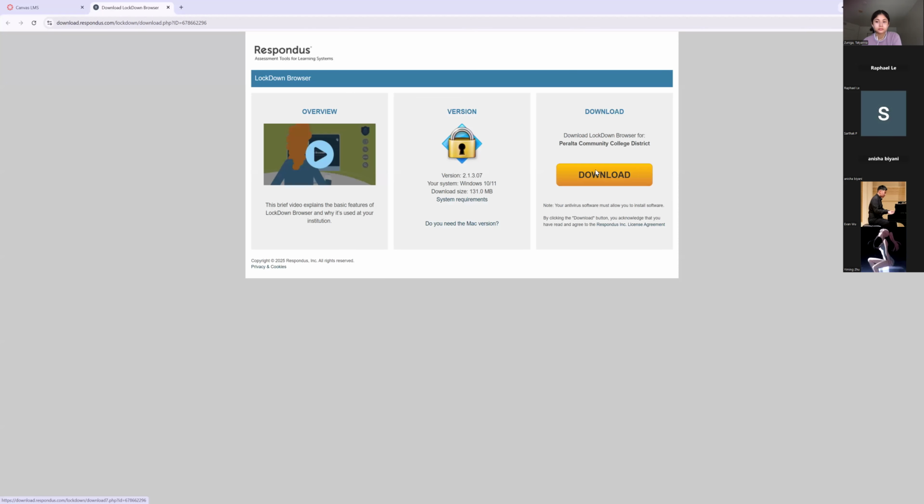I want to make sure you know this lockdown browser does not work for cell phones or Chromebooks. It only works for Windows computers, laptops, or Apple Macs, not tablets, not cell phones. So you have to use your computer. If you don't have a computer, come to our learning center, where there are tons of nice new desktop computers. You can come and take the test over there.